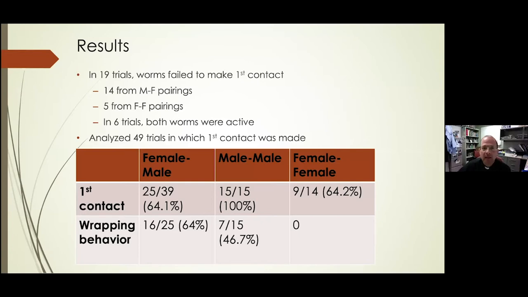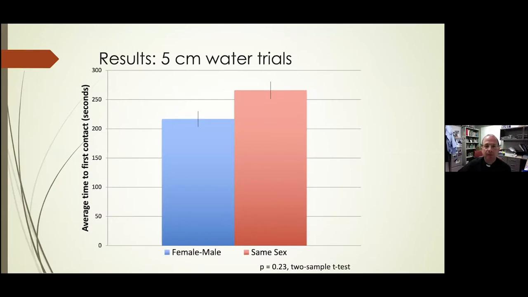So I analyzed the 49 trials in which first contact was made. In female-male pairings, 64% of those resulted in contact. In male-male pairings, 100% resulted in first contact. And in female-female, 64%. You can also see 64% of the male-female pairings resulted in wrapping behavior. Females do not undergo that wrapping behavior, so nothing happened in those trials.